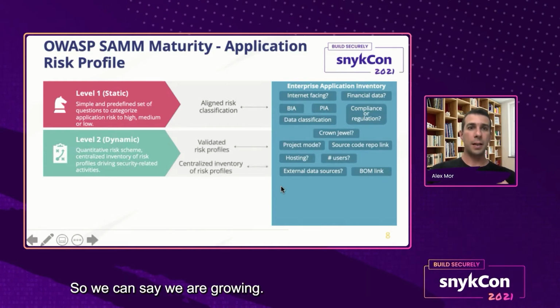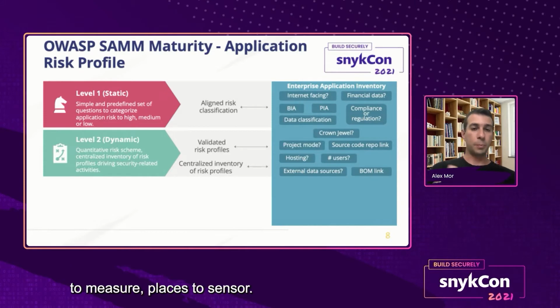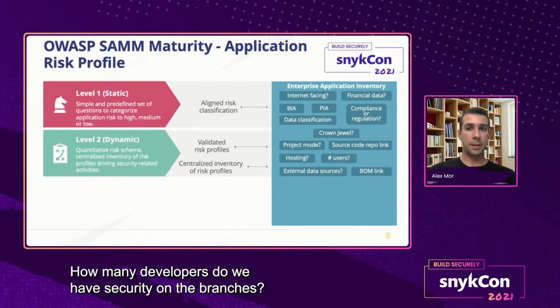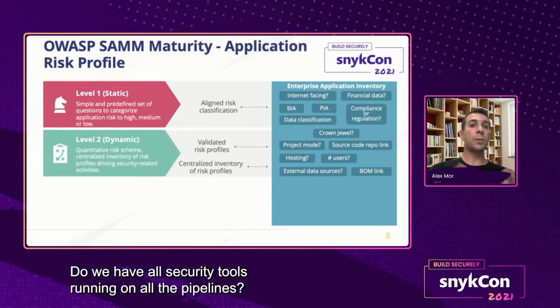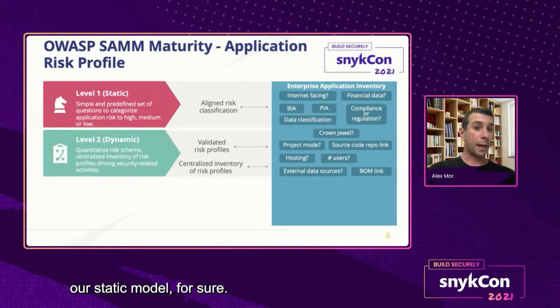So we are growing our inventory with more places to measure, places to sense. And as we mature more, we can for sure add more controls, right? How many developers? Do we have security on the branches? Do we have all security tools running on all the pipelines? So as we mature, we can enrich our model, at least our static model for sure.